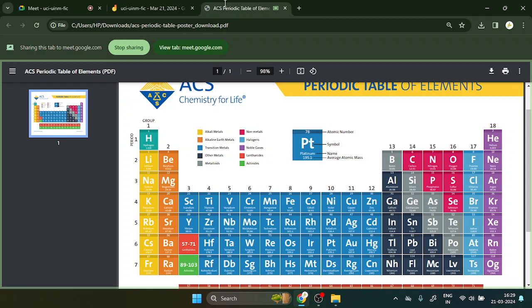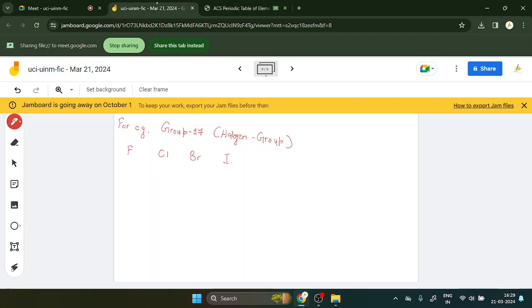Now fluorine is atomic number 9. Chlorine is atomic number 17. 35 is bromine. 53 is iodine. So if you consider the electrons in the outermost shell, you will find that there are 7 electrons in the outermost shell. All of these elements have 7 electrons in the outermost shell, which means they have similar electronic configuration.